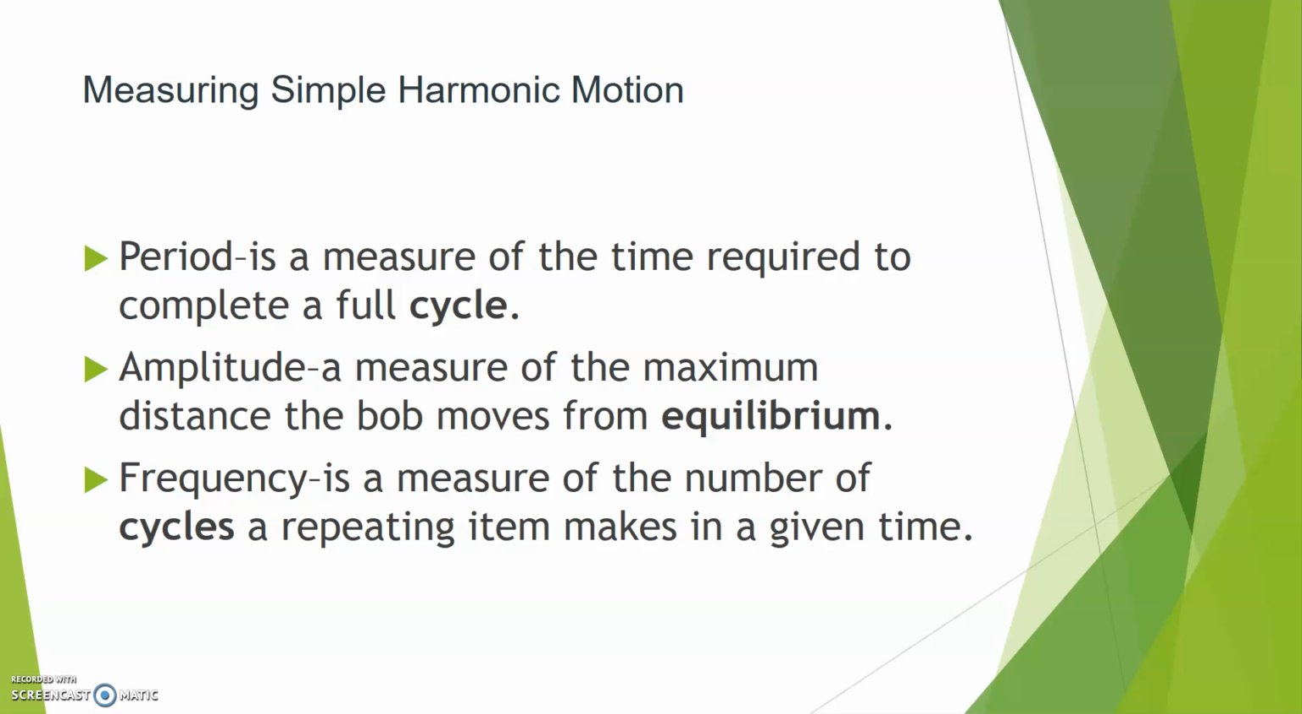So again, going back, simple harmonic motion is when something cyclic, repeating after each other, is going to have an equilibrium. A period, again, is a measurement of the time required to complete a full cycle. This is a new word, amplitude. Amplitude is a measurement of the maximum distance the wave has compared to its equilibrium.